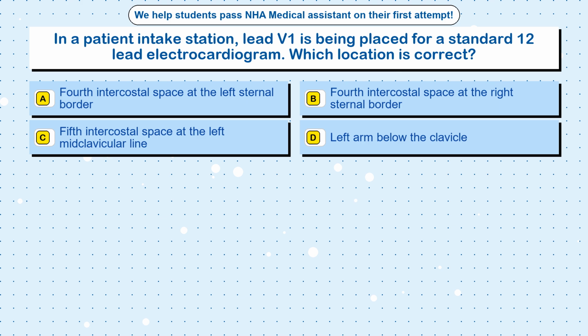Fourth intercostal space at the left sternal border. Option B. Fourth intercostal space at the right sternal border. Option C. Fifth intercostal space at the left midclavicular line. Option D. Left arm below the clavicle.